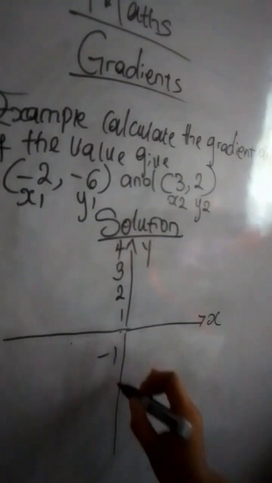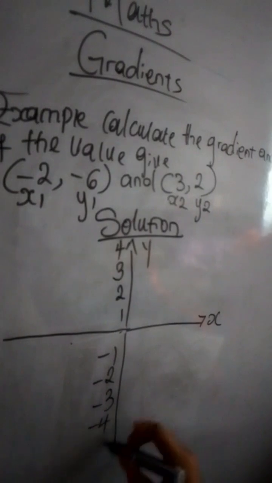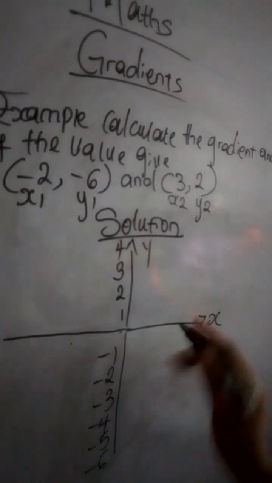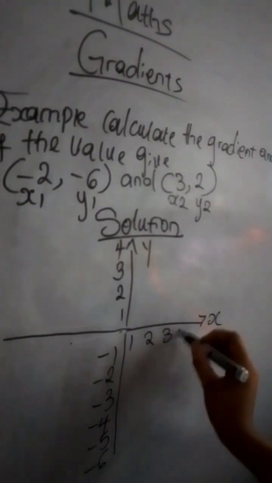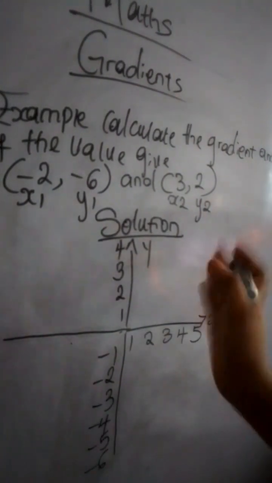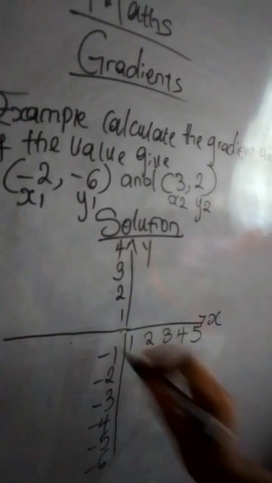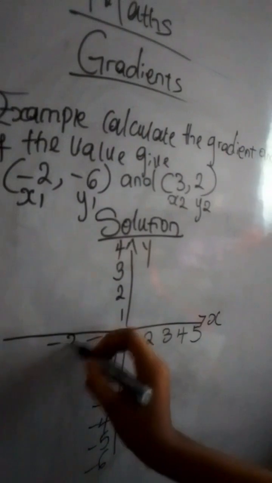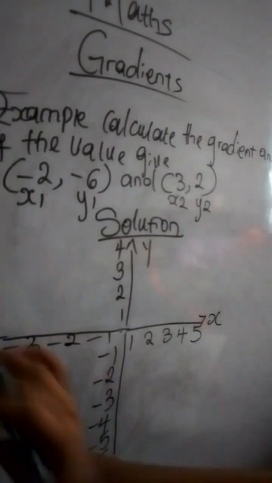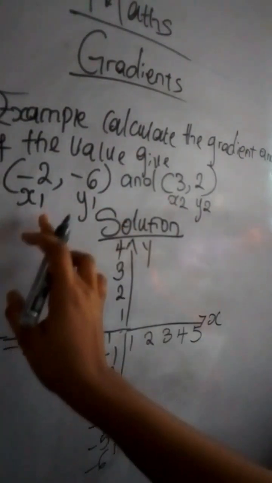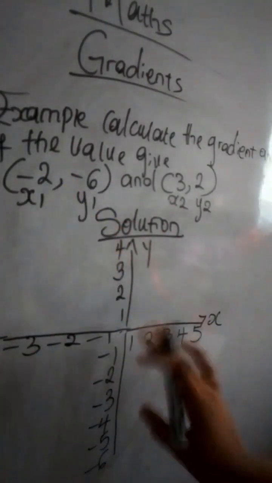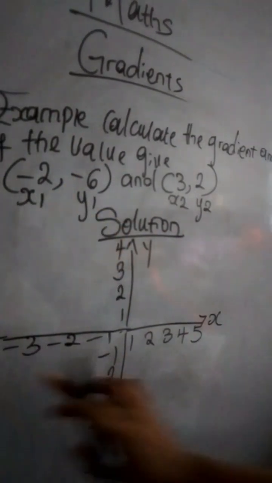Here, we have y: -1, -2, -3, -4, -5, -6. Here, we have positive x: 1, 2, 3, 4, 5, stopping at the number given to you, so don't mix that up. Then for x, we have negative -1, -2, -3, -4, so we can stop there. Now, the number given here, we have x1, which is -2. So where can we find negative x? We have it here. So we can find -2 here.